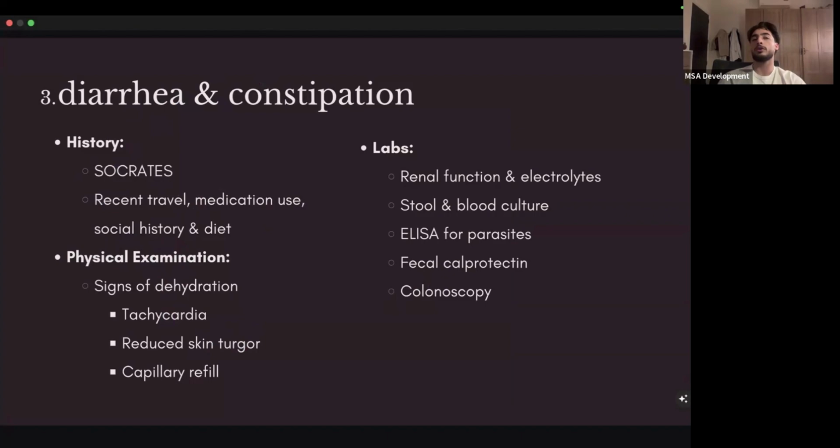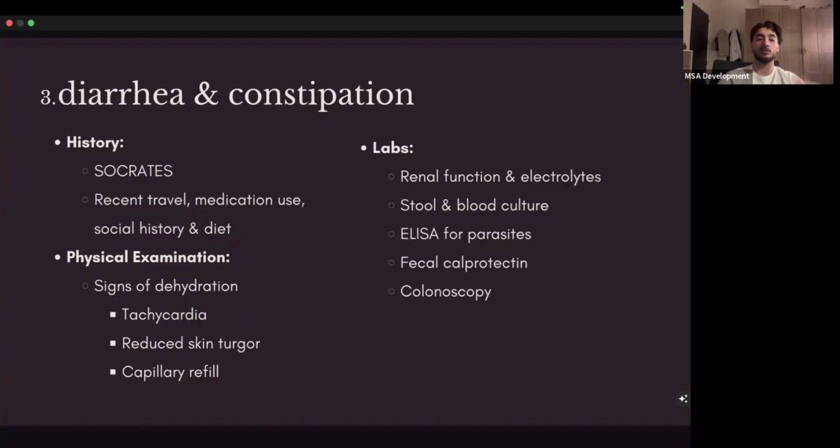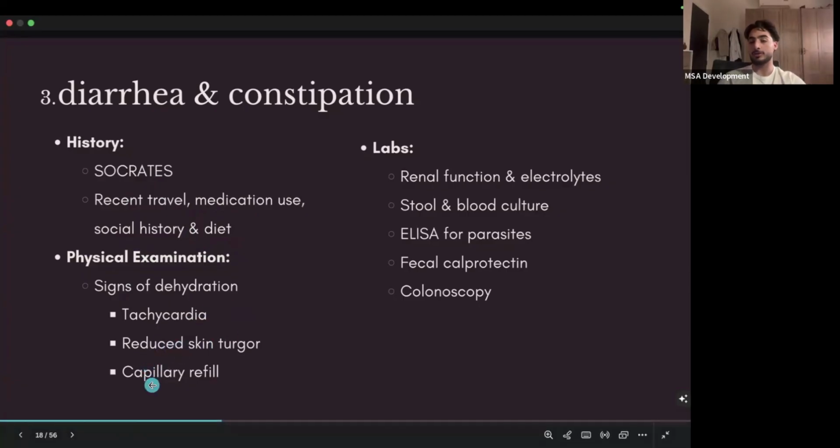We also know that there could be drug-induced diarrhea. So we're going to go through SOCRATES, first of all. Then we're going to ask about any recent travel, medication use, the diet that they typically eat, that it could be very strongly related to the diarrhea. For physical examination, we're going to be mainly looking for signs of dehydration. That's going to tell us the extent to which this person is losing fluid in the stool. So tachycardia, reduced skin turgor, and capillary refill.